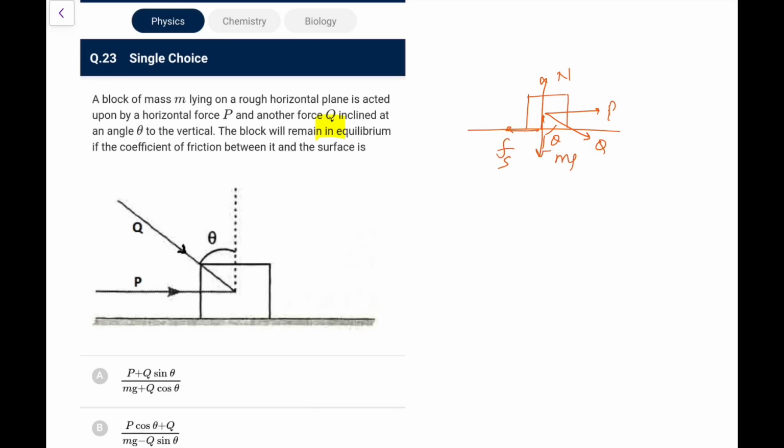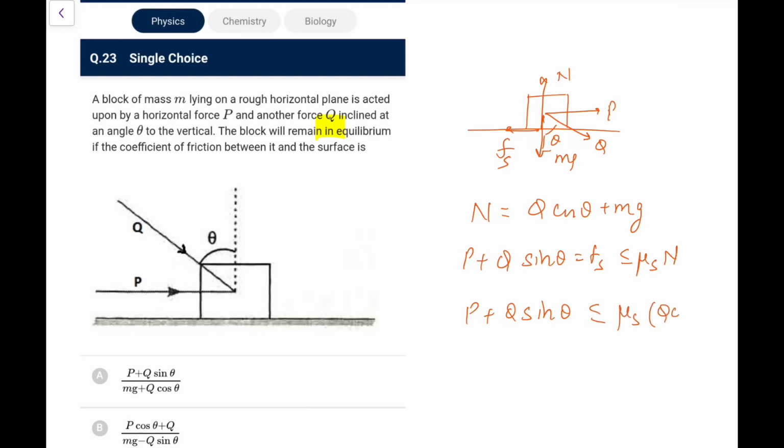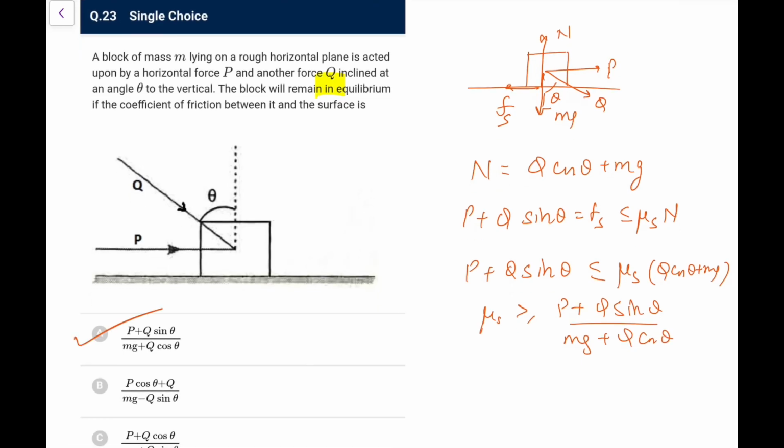We want it to remain in equilibrium. So first of all, in the vertical, N would be equal to Q cos theta plus mg, and for the horizontal, P plus Q sin theta should be equal to Fs, and you know Fs should be less than or equal to mu s N. So P plus Q sin theta should be less than or equal to mu s into N. N is Q cos theta plus mg, so mu s should be greater than or equal to P plus Q sin theta upon mg plus Q cos theta. So the first one seems to be the most appropriate. Go for option A.